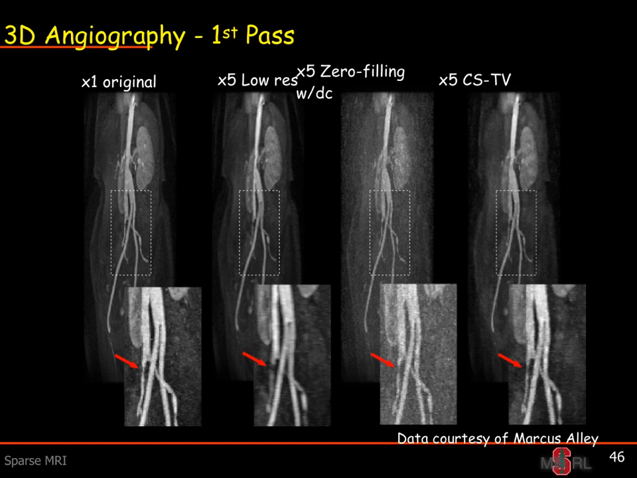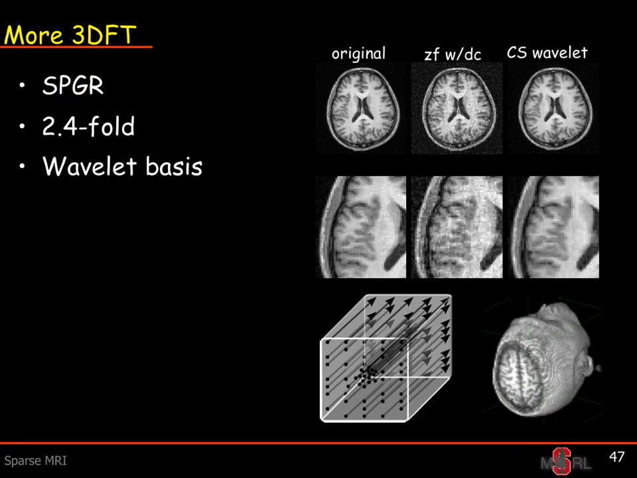So in this case, compressed sensing was applied to improve spatial resolution subject to a fixed scan time. Here is a 3D-FT brain scan with spoiled gradient echo, where they did 2.4-fold acceleration in the two phase-encoded directions and used the wavelet basis as the transform. And you can see that the original image and the CS wavelet reconstruction are nearly indistinguishable, with the CS wavelet appearing a little less noisy.